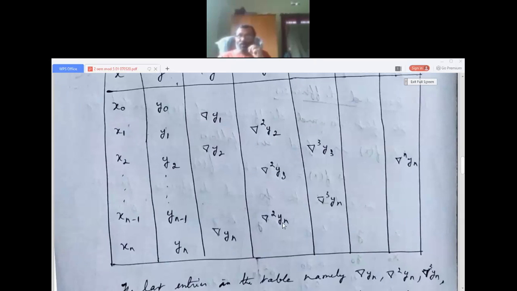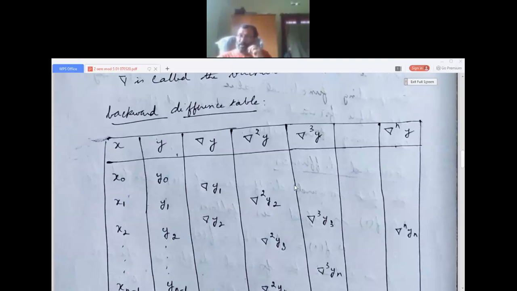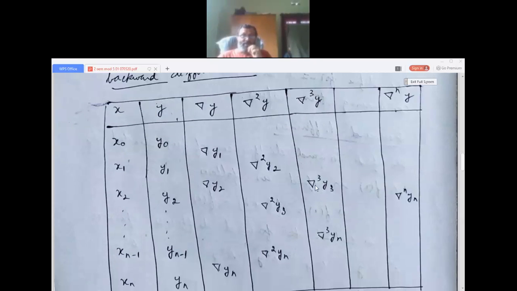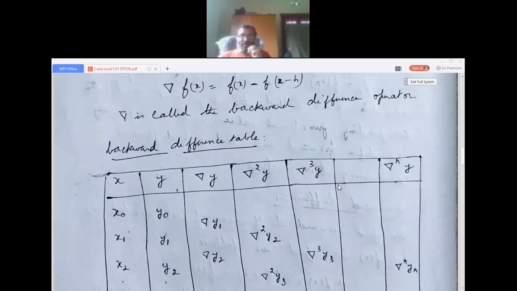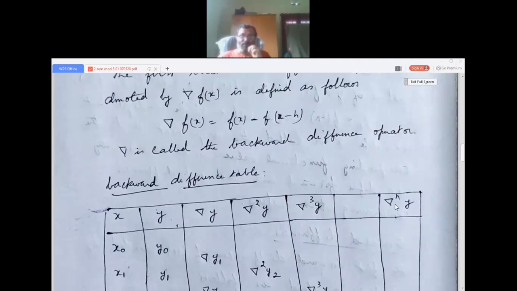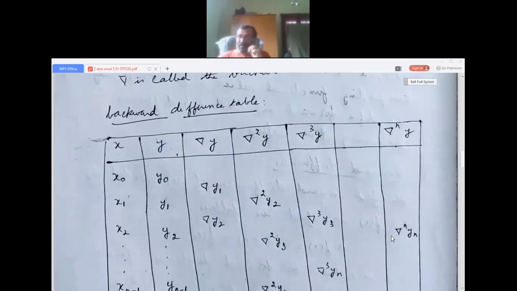This is all the square column. Similarly, if you have the cubed column, it can be written as, if you see here, del cubed y3 goes on till del cubed yn, like that, y3, y4 till yn. Like that it goes on, and then till the backward difference power n of yn.